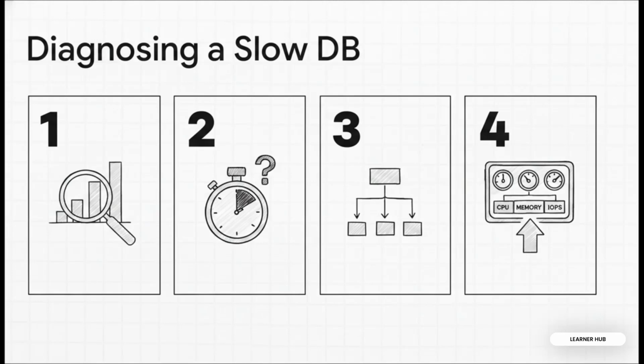Step 3. I take the problem query and run an explain analyze on it. That shows me the query plan, and it'll usually reveal if I'm missing an index. And finally, step 4. If the whole database seems slow, not just one query, I'd check the high-level CloudWatch metrics for a system-wide bottleneck, like CPU, memory, or IOPS, and scale the instance up if needed.